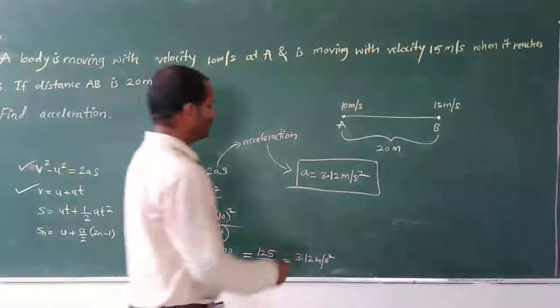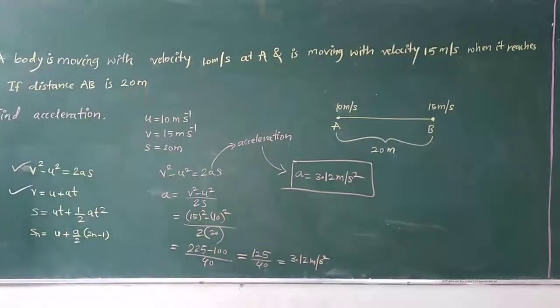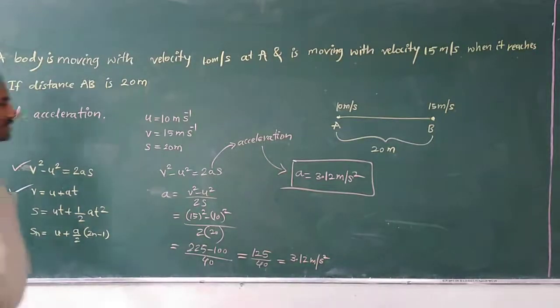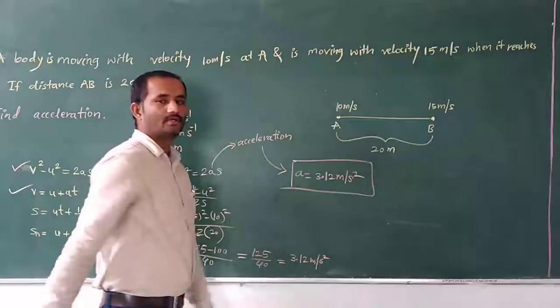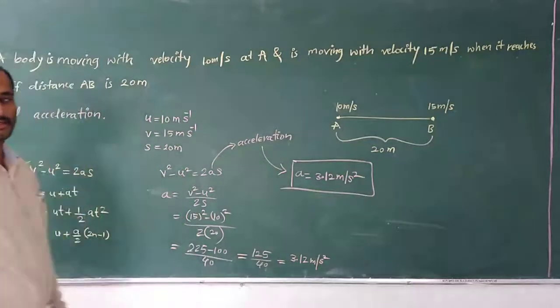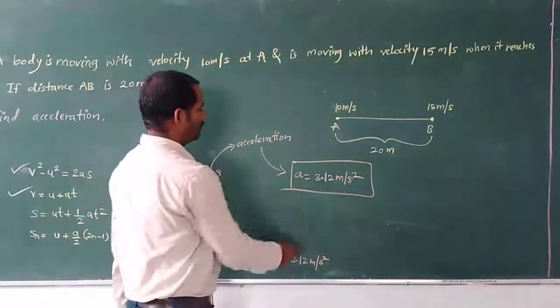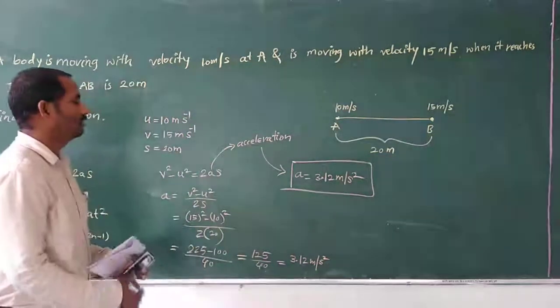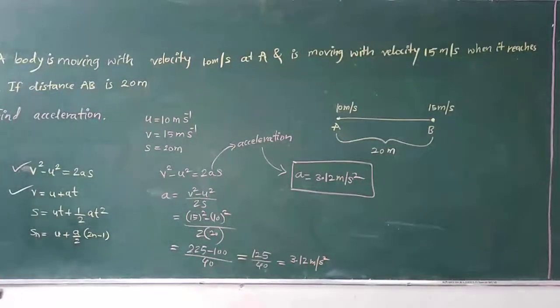So here you can get options also: 3.12 meter per second square, 3.15 meter per second square, 3.00 meter per second square. So you have to select the proper answer from all the options. So हे समजलं? ठीक आहे.